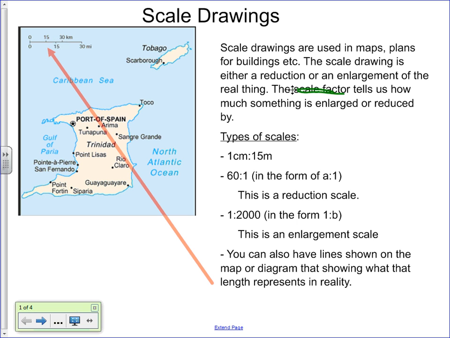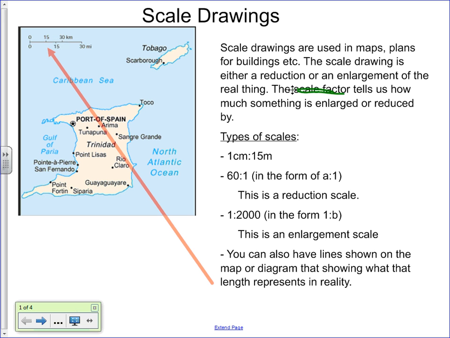And this is a reduction scale. If you see the first number, this number A to 1, that means that your drawing is actually smaller than the original. Right? If you have something like 1 to 2,000 in the form 1 to B, this is an enlargement scale, where whatever it was is enlarged. So 1 of the original goes up to 2,000 of those. We're going to have a look at some examples to see what happens in specific cases.